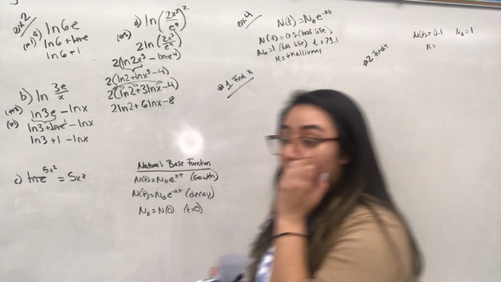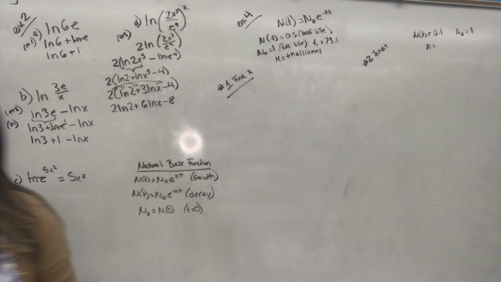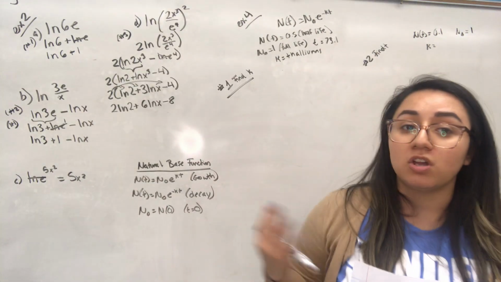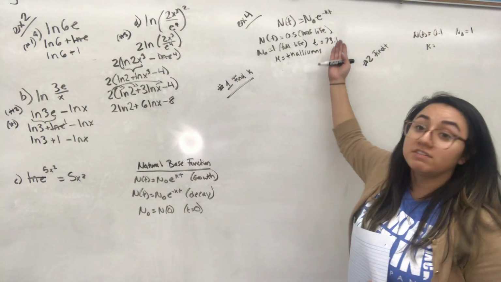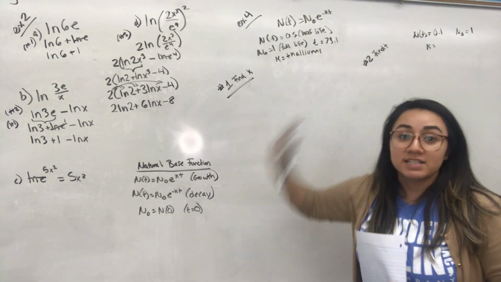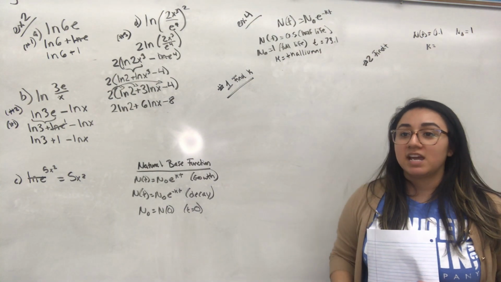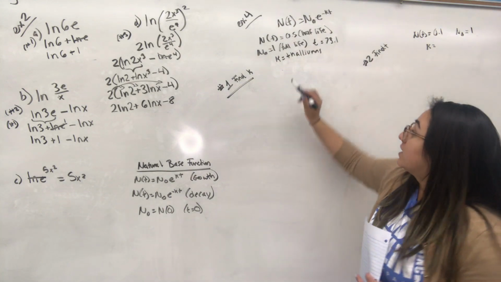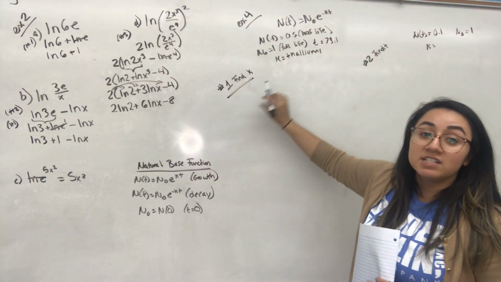If you really understand the question, it's asking how long will it take? They want to find how long in total. We can't just say, oh, it's 73.1 hours. That's not correct. We have to see how long it's going to take to decay from 1 to 0.1. Now we have to find what the k is in this function.